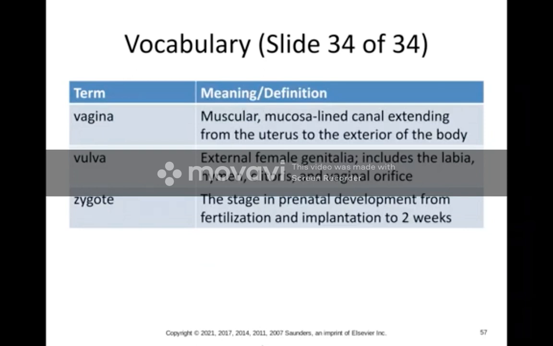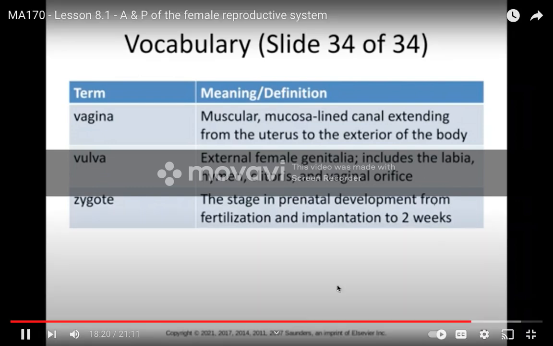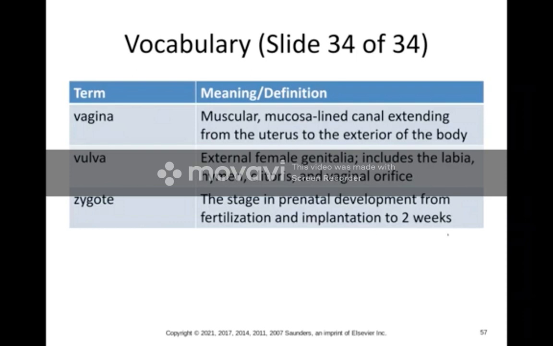Vagina is a muscular, mucosa-lined canal extending from the uterus to the exterior of the body. Vulva is the external female genitalia. This includes the labia, hymen, clitoris, and vaginal orifice, so it's all of those wrapped up together. Zygote is the stage in prenatal development from fertilization and implantation to 2 weeks. So that's a pretty short time period. So it's only a zygote for the first 2 weeks.